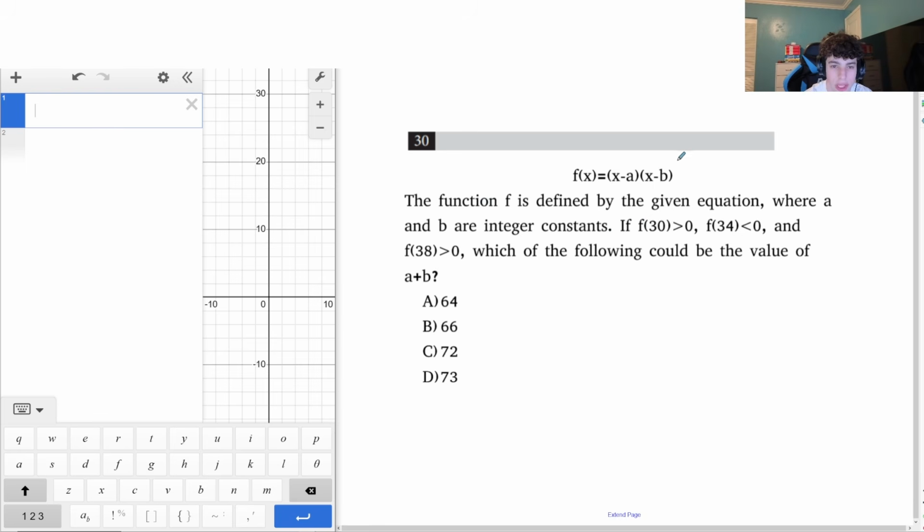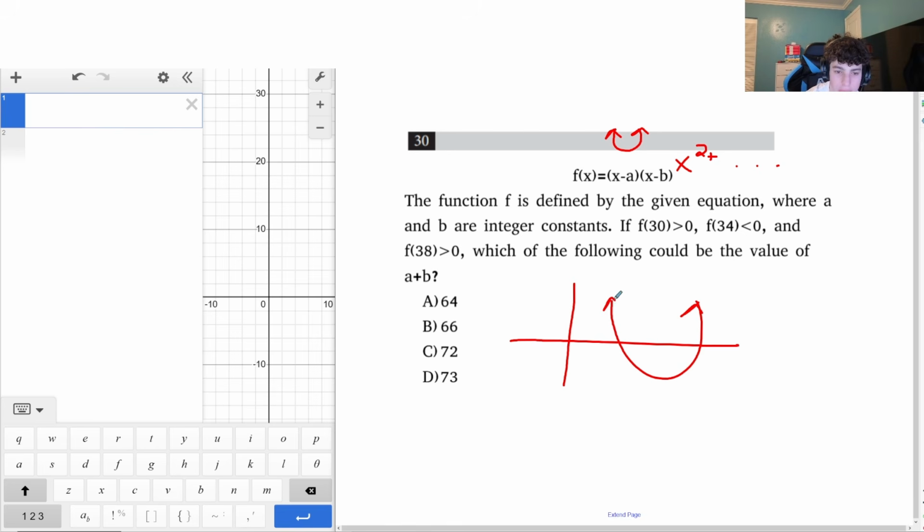Let's remind ourselves that this function, if we expand it out, is going to be x squared plus dot, dot, dot. It won't matter. But the front matters because this will tell us that our graph is going to open upward. And so if it opens upward, f of 30 is greater than 0, maybe it's somewhere here. Then f of 34 is less than 0, maybe it's somewhere here. And f of 38 is greater than 0.